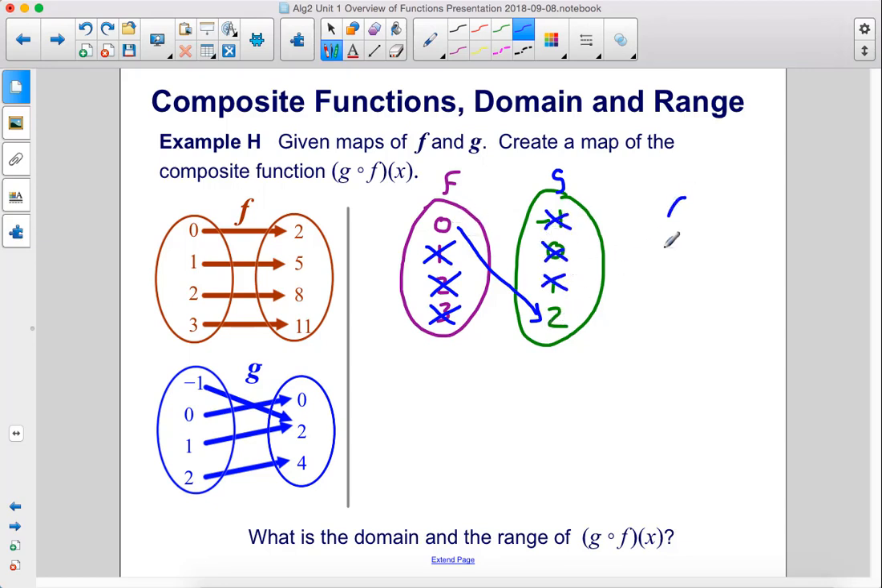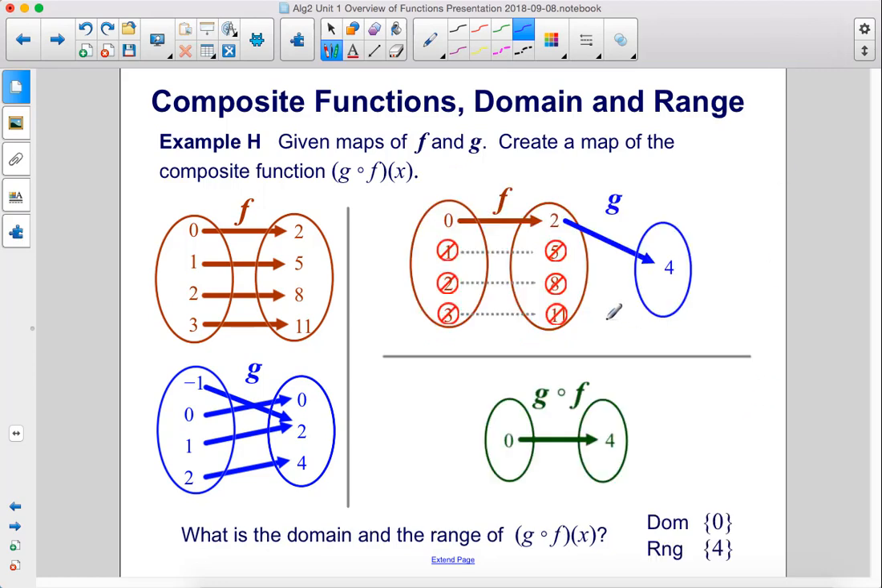And if we do get 0 for f, and we get an output of 2, that 2 gets plugged into g, and we'll end up with 4. So the domain is just 0, and the range is just 4. And here's a nice looking map that demonstrates what we did on the previous slide. 0 is the only value that maps from f to the inputs in g, and then when you have 2 here, that maps to 4. Therefore, the domain is just 0, and the range is just 4.